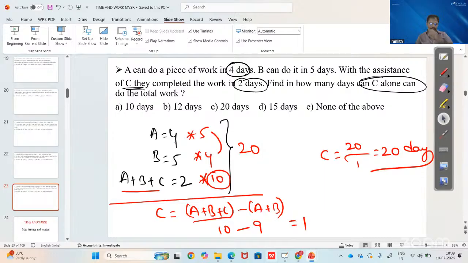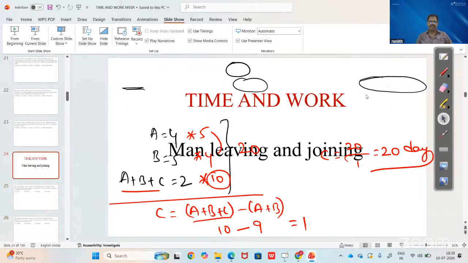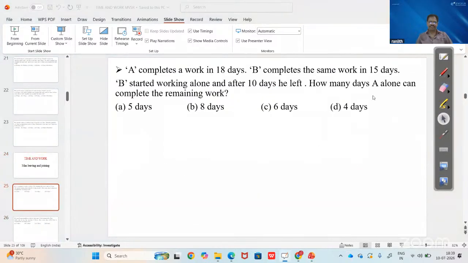Next up, man leaving and joining concept. Man leaving and joining. So let's see the question. A completes the work in 18 days. B completes the same work in 15 days. B started working alone and after 10 days he left. How many days can A alone complete the remaining work? Can you please answer the question?